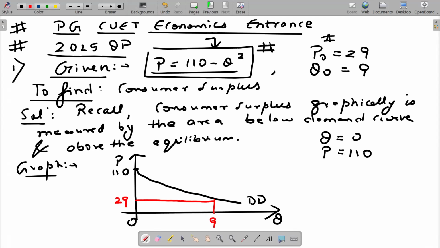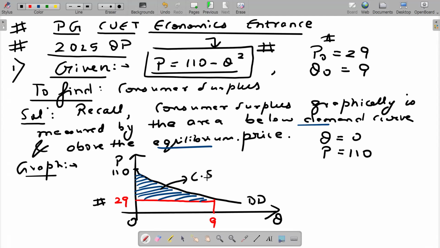What is the consumer surplus? The consumer surplus is going to be this blue portion. It's the area below the demand and above the equilibrium price. In this case, the equilibrium price is 29. So this area is going to be my consumer surplus.